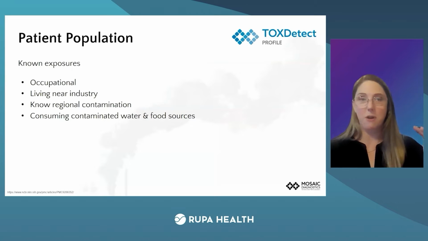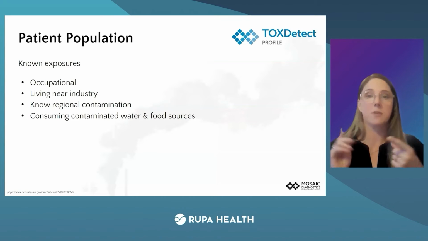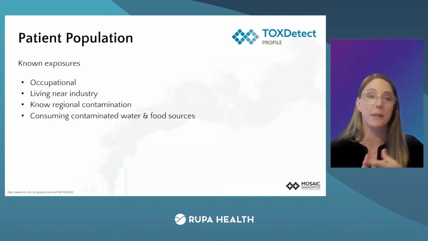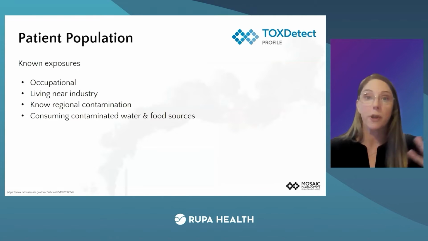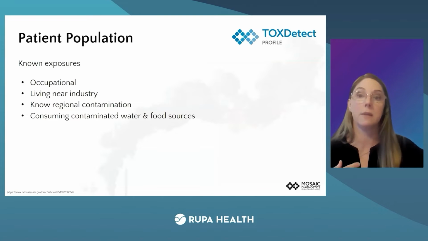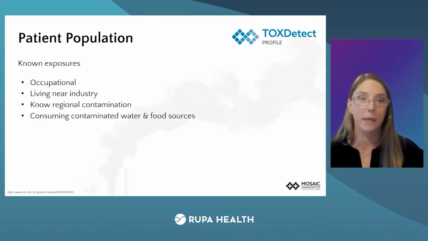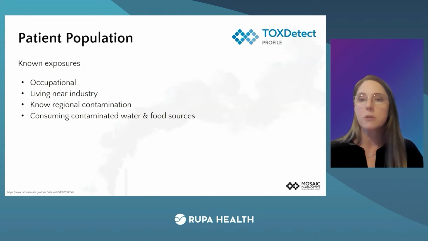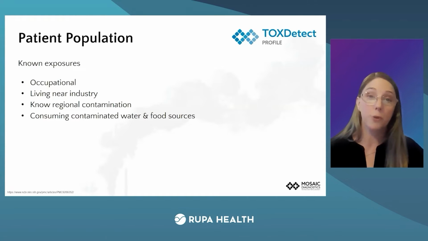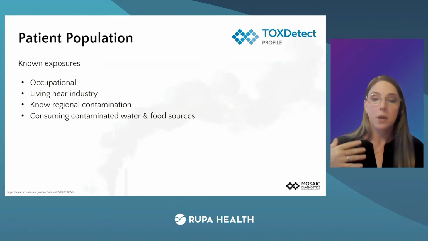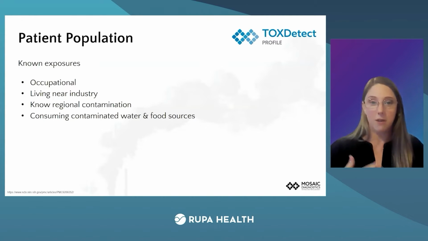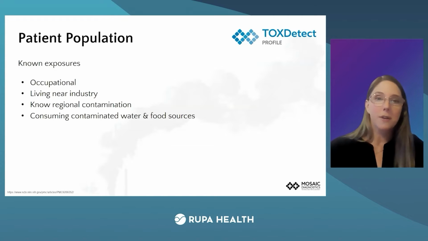Obviously, the simple ones are the ones that we all are aware of. So they have occupational exposures. They work at an airport. They work in a salon. They live near an industry. They live near an airport. They're in a rural community and they live near farms. Not all of them are organic. Or there's a known regional contamination. They live near a Superfund site, or they live close to a beach and there was a spill. Or you hear them talking and they talk about they drink tap water because it's fine. They don't try to do organic foods, all that kind of stuff.